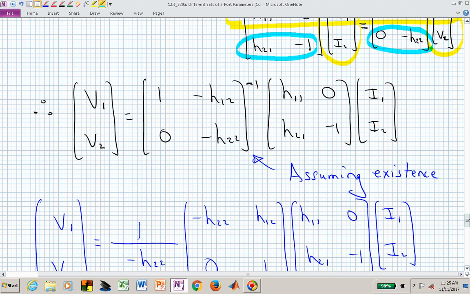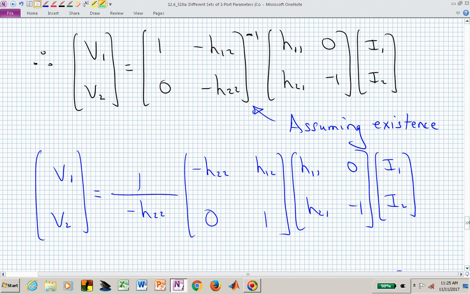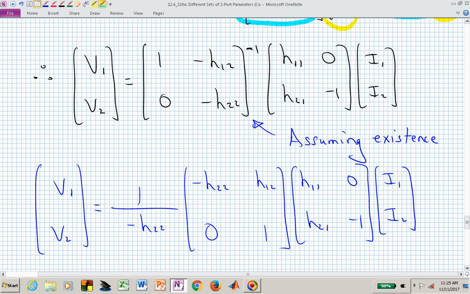But assuming that matrix does have an inverse, now we simply have to invert that 2 by 2 matrix, which is just 1 over the determinant, and the determinant is not that complicated here. It's 1 times minus H22 minus 0 times minus H12. So we're just left with minus H22 in the bottom. And we interchange the diagonal elements and we change the sign of the off-diagonal elements. We haven't changed this matrix at all.